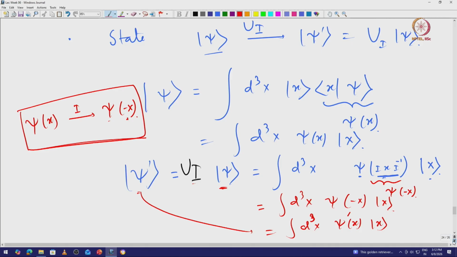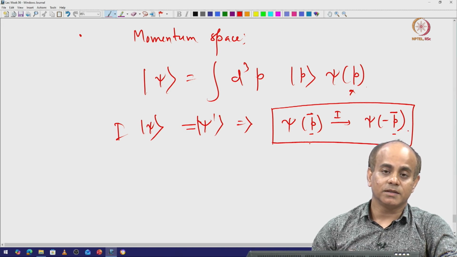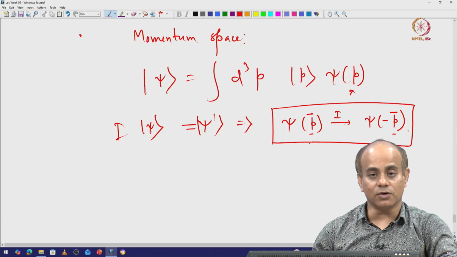And then we talked about a state in position representation. It will move from position x to minus x, or in the momentum space it also changes p to minus p, and you can recheck this with a Fourier transformation starting from one state in the position space and go to the momentum space or vice versa, and you can see that this conclusion holds.